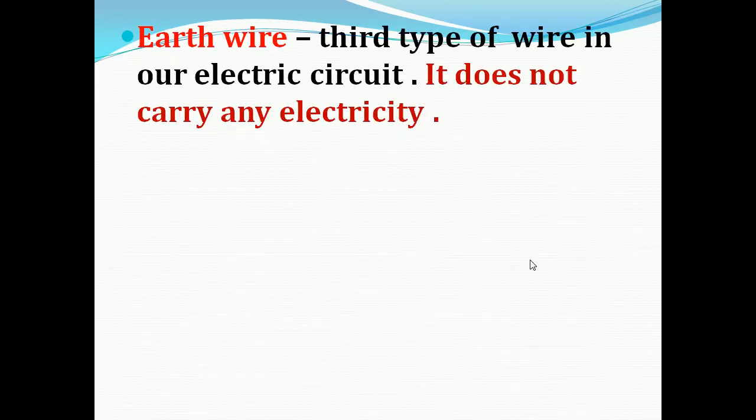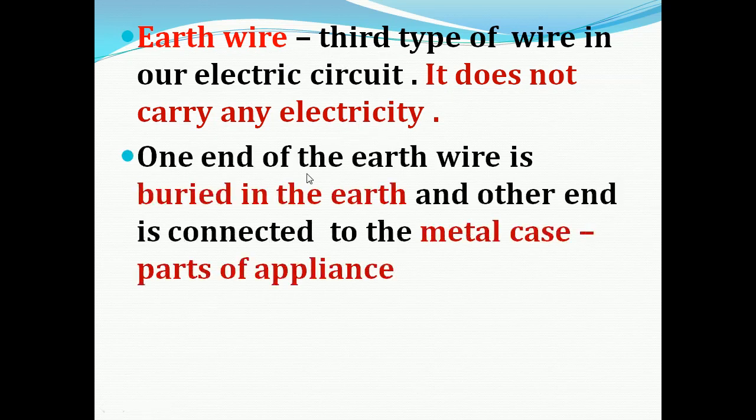Now, the third type of wire is the earth wire. It does not carry any electricity. One end of the earth wire is buried in the earth and the other end is connected to the metal case which is part of the electrical appliance.